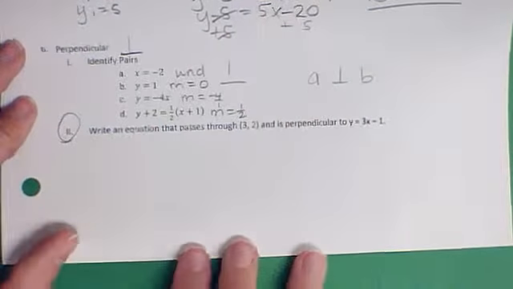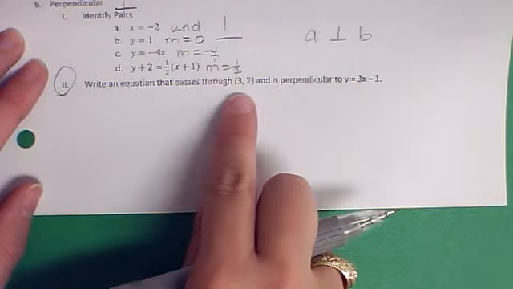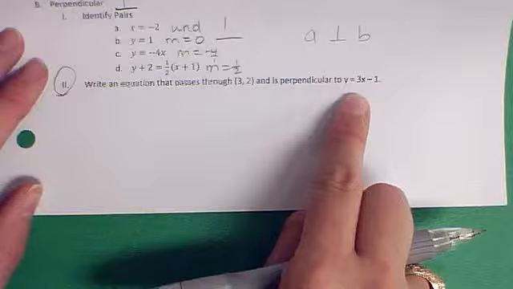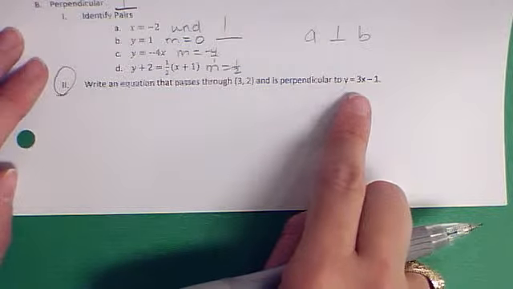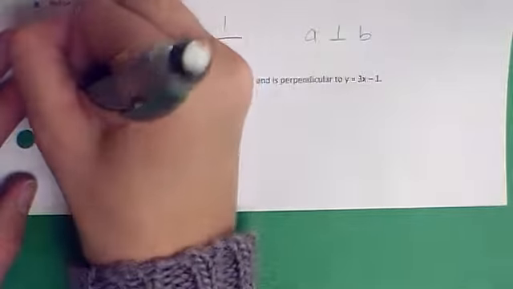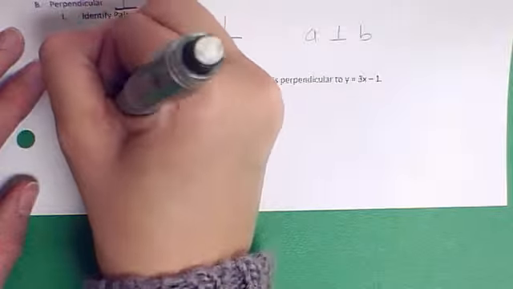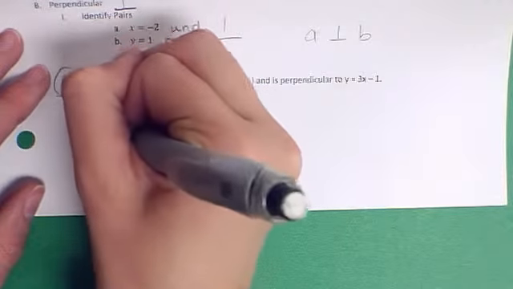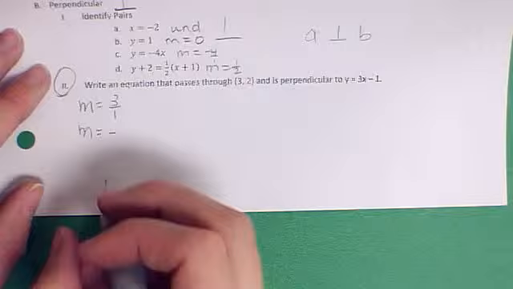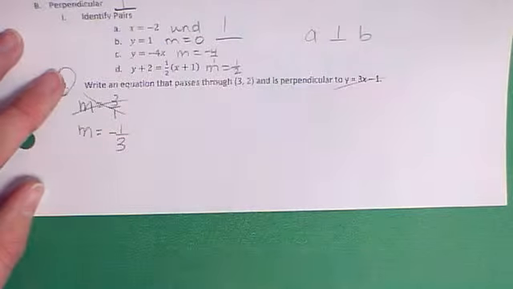The last number 2 is like the second part of your homework, and it says to write an equation that passes through (3, 2) and is perpendicular to y equals 3x minus 1. Pretty similar to the one we did just a minute ago, except instead of parallel, it's perpendicular. We'll start by figuring out what the slope is here, which is 3, or 3 over 1. For it to be perpendicular, we have to do the opposite reciprocal. So this one's positive, the new one will be negative. 3 over 1 becomes 1 over 3. And I don't need this or this, I'm done.